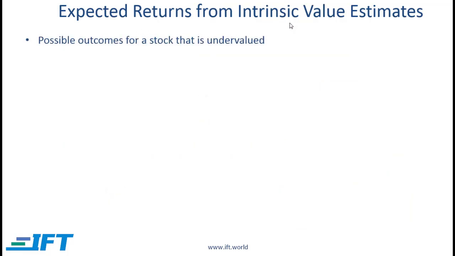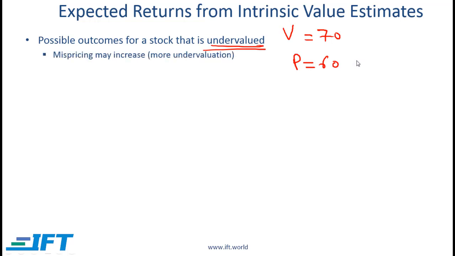Expected returns from intrinsic value estimates. Let's say that a stock is undervalued, and here we will connect with material from a previous reading. Let's say you have a situation where the market price of a given stock is 60 and you believe that the intrinsic value is 70. Now, you plan to hold the stock for a year. What are the different scenarios?